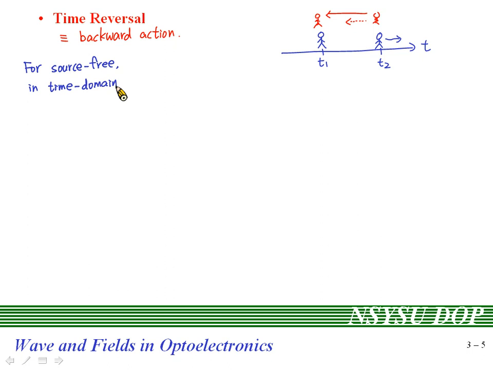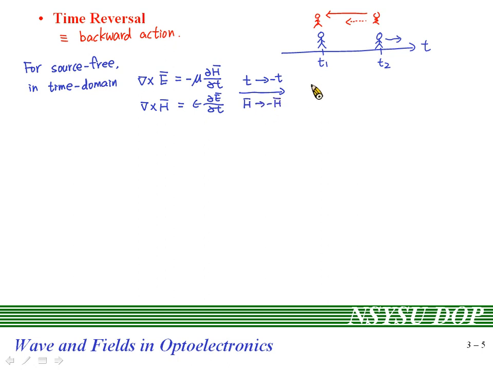The Maxwell equations can be written as curl E is minus mu partial H over partial t, and curl H is epsilon partial E over partial t. These two curl equations define the wave propagation system. And if we inverse the time, t becomes minus t, and H switches to minus H.